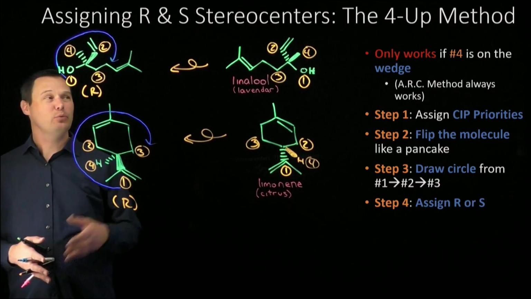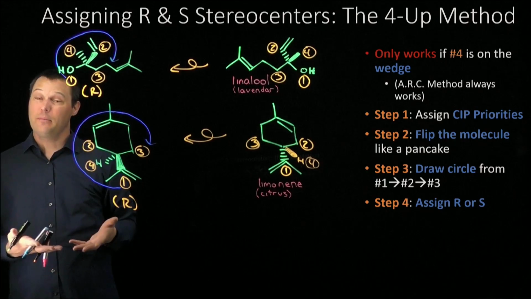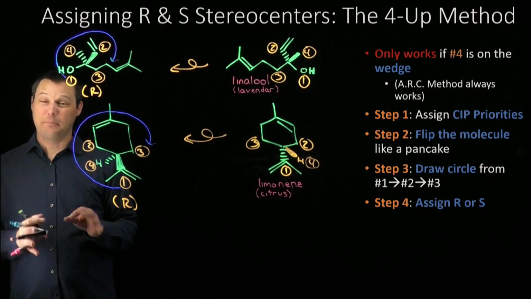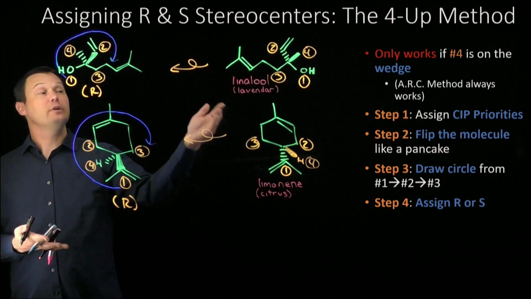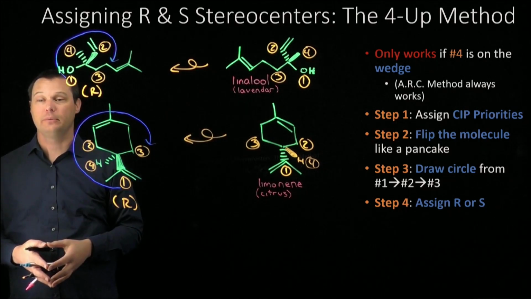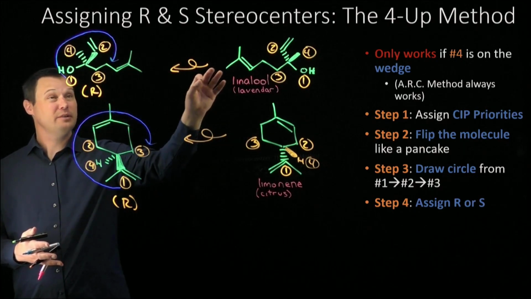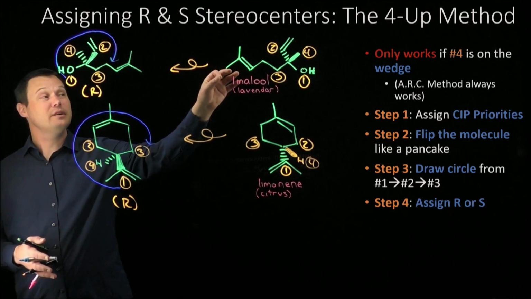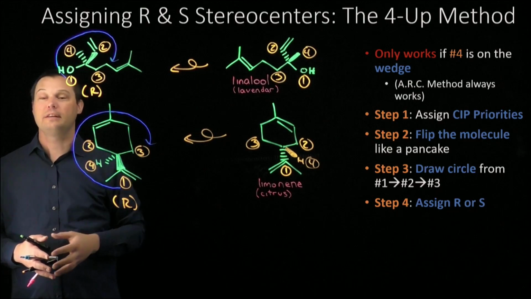The beauty of the 4-up rule is that the pancake flip puts you on the correct side of the molecule, the side of the molecule the traditional R and S rules assume you're viewing the molecule from. One last time, the 4-up rule only works when 4 is up on a wedge pointed towards you as the viewer in the original molecule. If you try to use this 4-up rule with number 4 anywhere else around the stereocenter, it will betray you. And if you find yourself with number 4 anywhere else around the stereocenter, I'll refer you back to the ARC method, the official OChemNinja method for assigning R and S stereocenters.